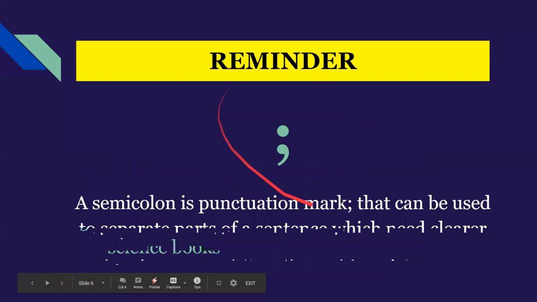So, as a reminder, this is a semicolon, and a semicolon is a punctuation mark that can be used to separate parts of a sentence which need clearer separation than what would be shown by a comma.